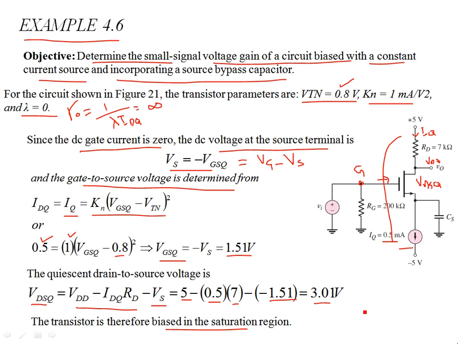Well, you can show this: your VGS minus VTN, which is the saturation point, the transition point, is less than your VDS, which is 3.01 volts. Okay, this is less than 3.01 volts. So the transistor is indeed biased in the saturation region. So the current and voltage relationship that we used was for the saturation current indeed.